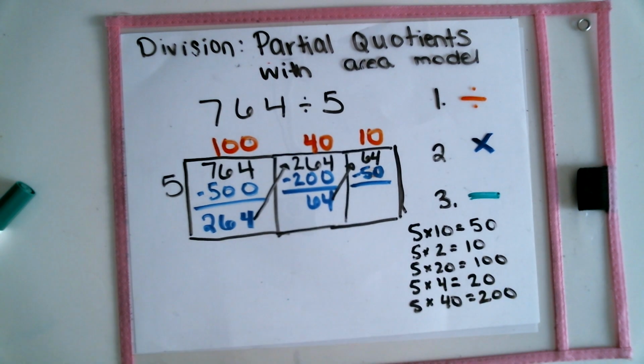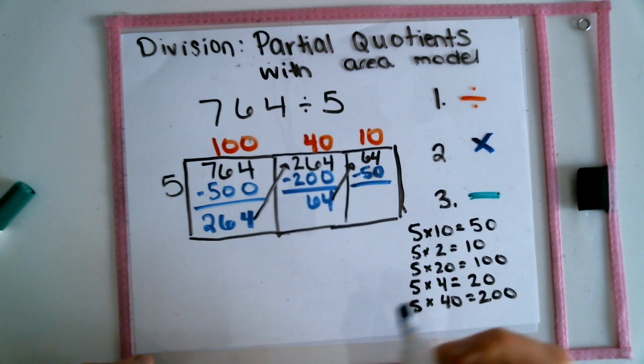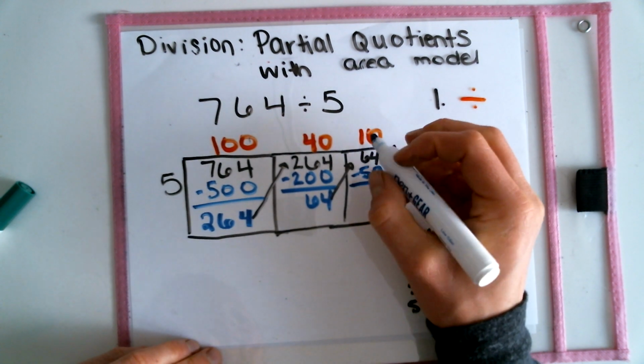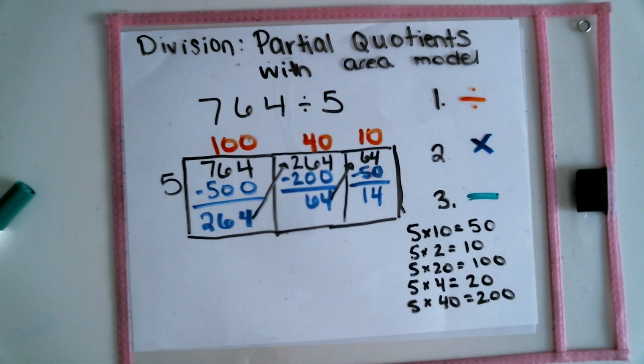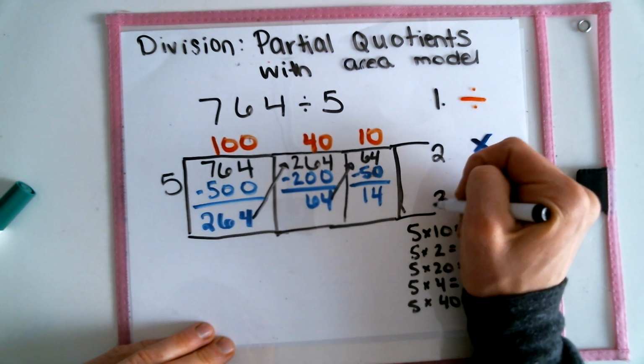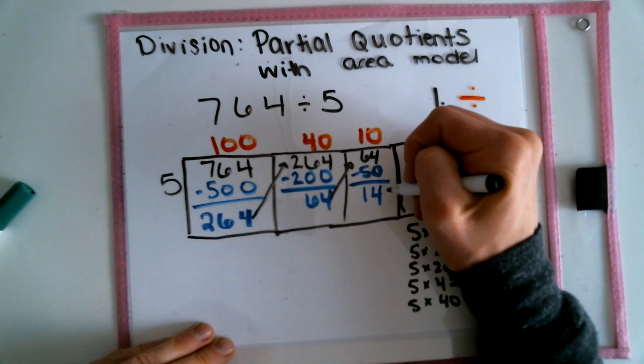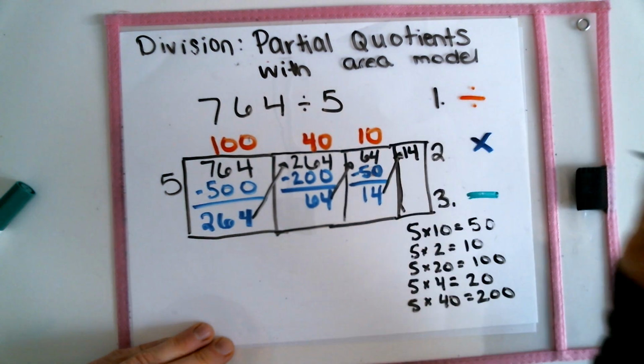64 minus 50 is equal to 14. I can still pull out groups. I've got one more box to make here, guys. Pull my 14 up to the top.